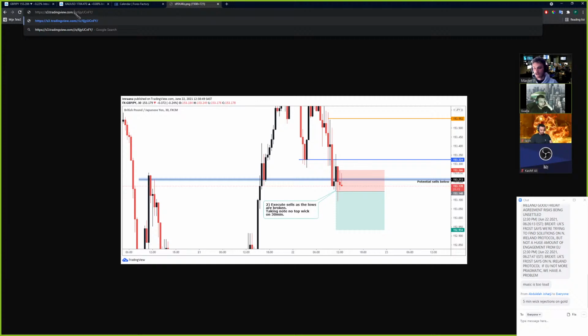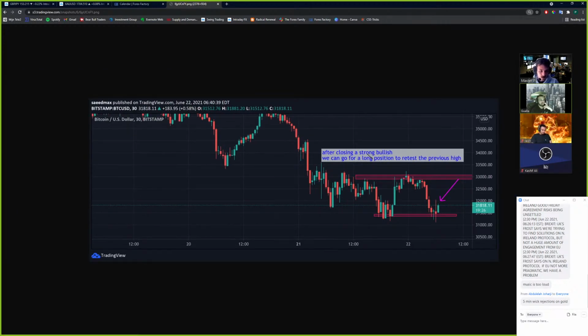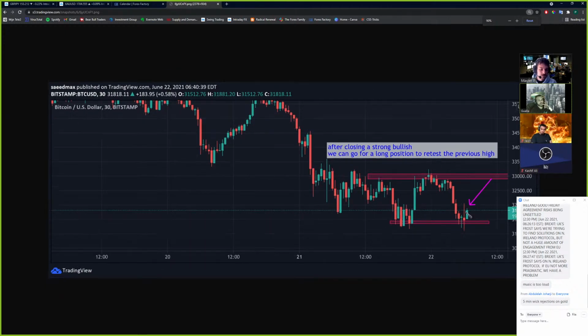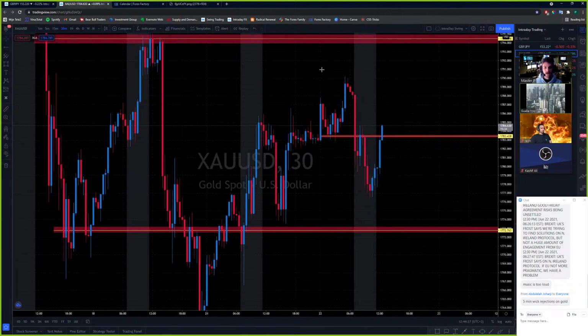Let's take a look at this chart. After closing a strong bullish, we can go for a long position to retest the previous high. This is Bitcoin on the 30-minute. Okay. Yeah, that makes sense, because I don't see any sort of previous high. I guess you see this as a high, but it's basically ranging, and you're at support, so it makes sense to buy support and then go to resistance. So that makes sense. XAU buys?